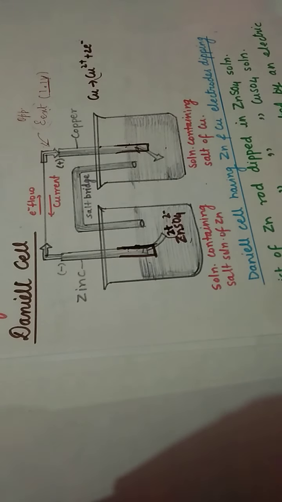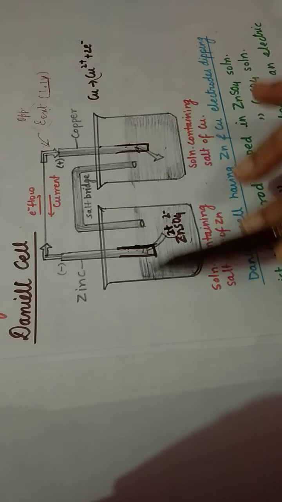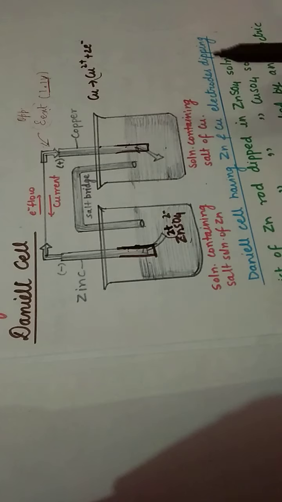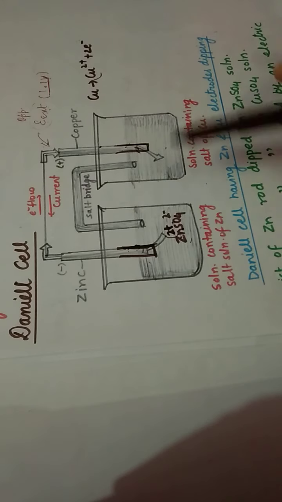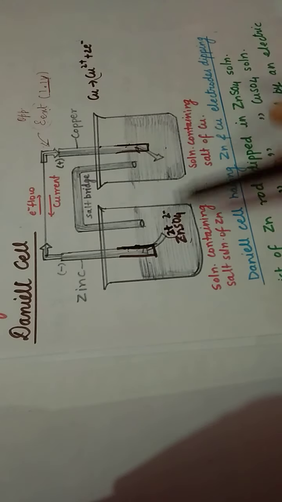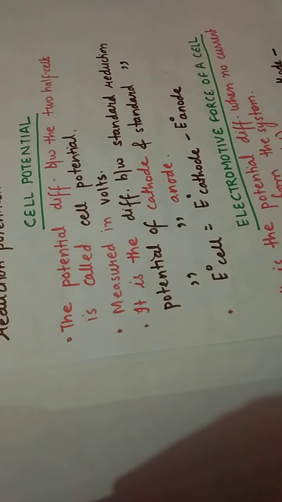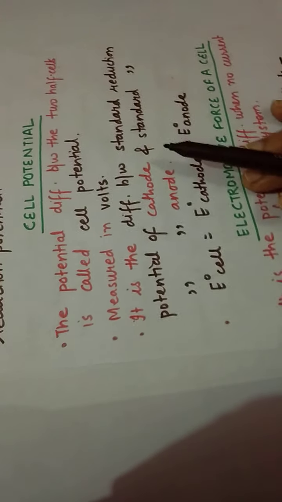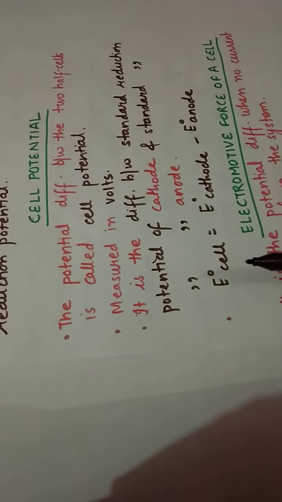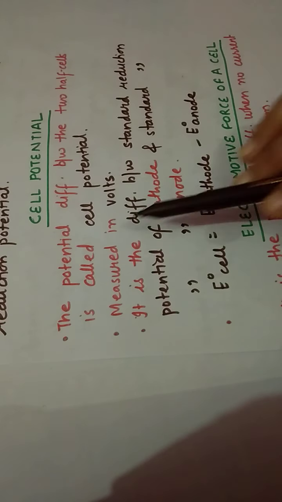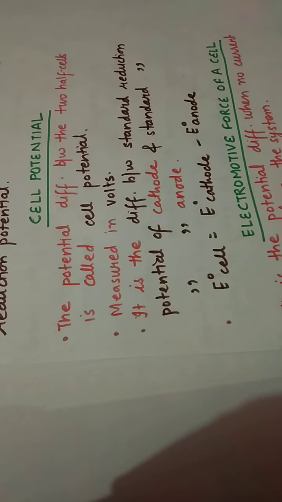All this is occurring in these two half cells. So there is a potential difference between these two half cells. This potential difference between the two half cells is known as cell potential, and this cell potential is measured in volts.